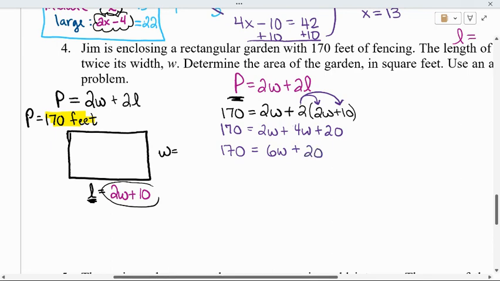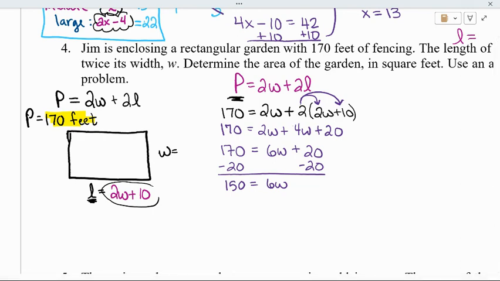What do you want to do next, Riley, to get W all by itself? Good job. Subtract 20 from both sides. So 150 equals 6W. 150 equals 6W. Ariana, what do you want to do next? We're going to divide both sides by 6. I love that. We're going to divide both sides by 6.